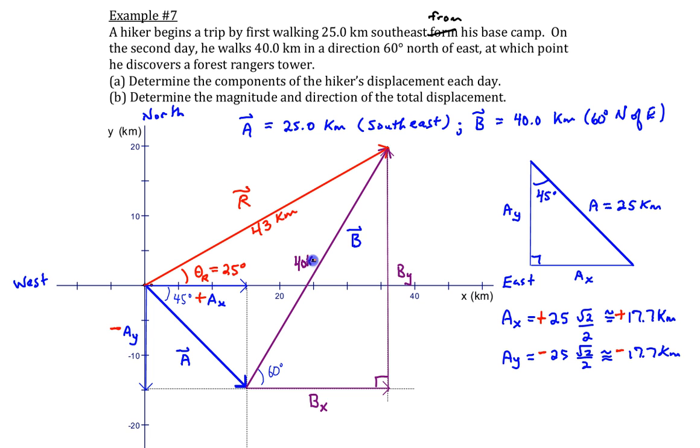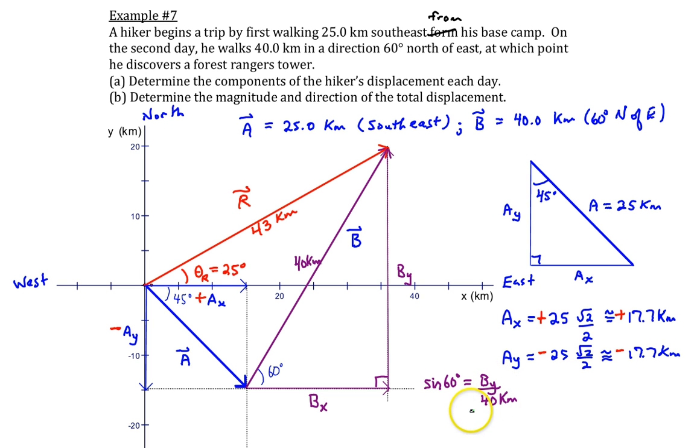I know that this angle is 60 degrees and the hypotenuse of this vector B here is 40 kilometers. So now, what trig ratio would you use to find out the y component and the x component? You have two different ways to solve this, right? You could also label this angle up here being 30 degrees. It's up to you.